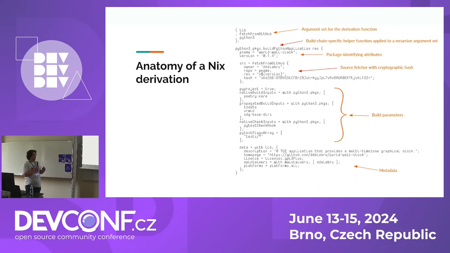There's a way to put in a dummy hash that you'll find in some of the example files, so that you can just have it give you an error that will show you what the hash is supposed to be, and then you can fix your file later. They keep changing to different methods of prefetching the hash, but that's the current one. Then we've got build parameters that just describe what's going to go into the actual build process. And finally, down at the bottom, we've got some metadata that's going to go into Nix packages to describe what you've just packaged, so that when people look it up, they've got that info.